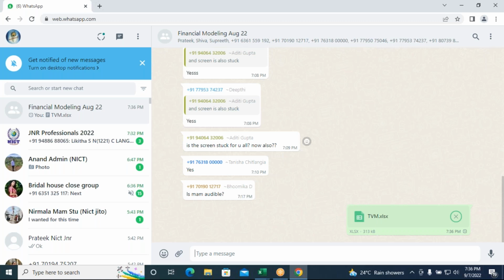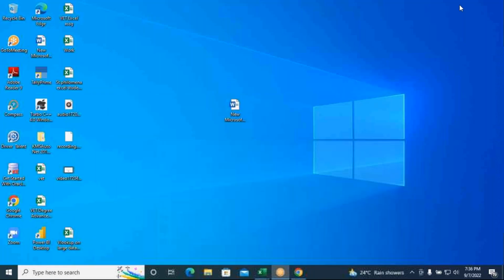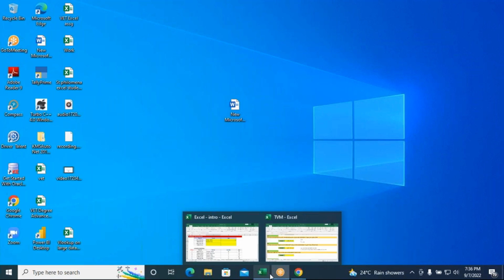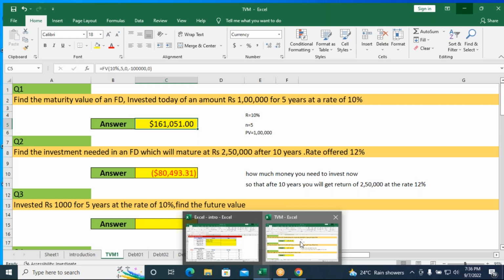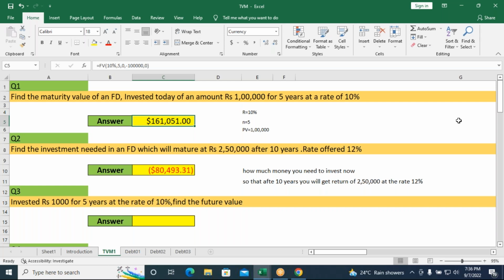We'll see. I'll share it on WhatsApp. Please download. Just download and try to do this first, second, and third sum. I'll just come in.